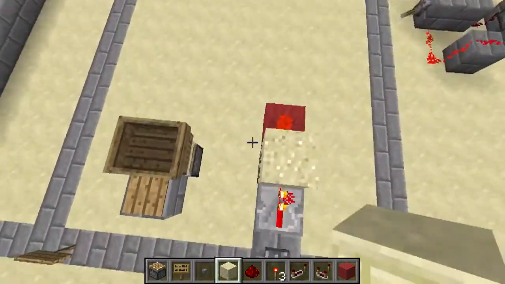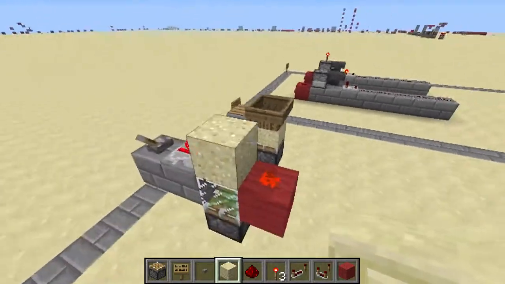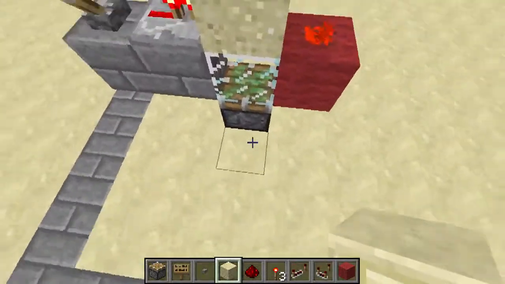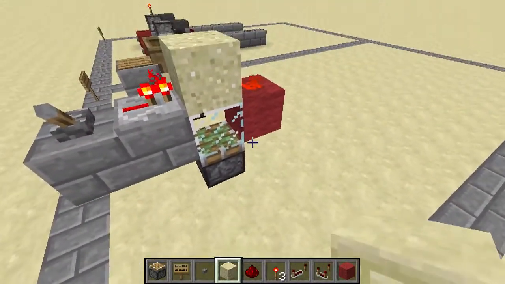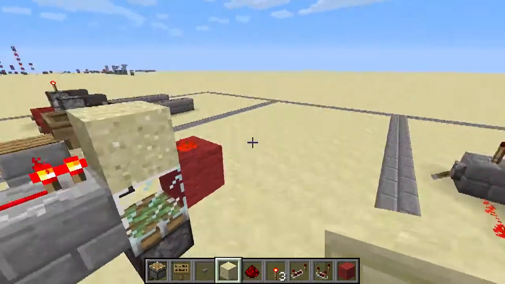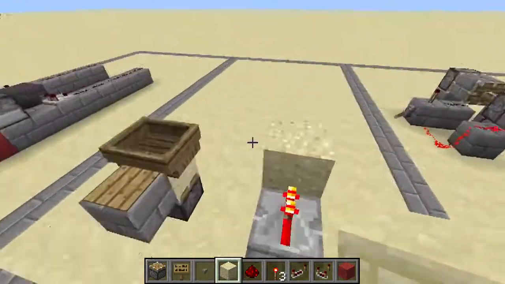Yeah, that's the bud switch, I guess. You could do something with this so that if you activate a piston, then it updates this, and you could do something with it.